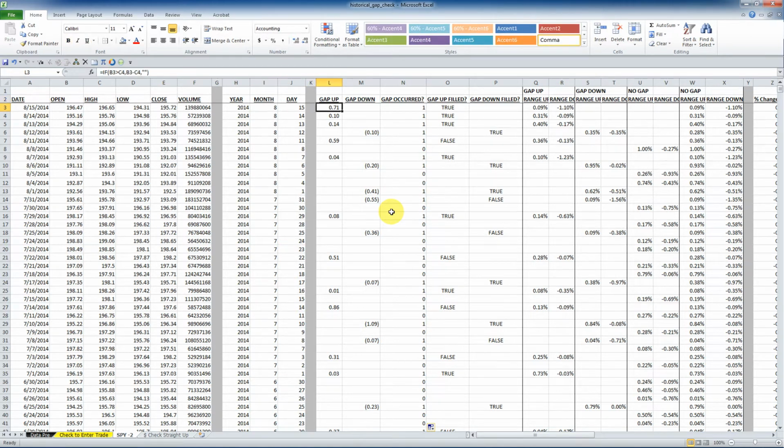Now I'm going through some of the data and seeing if the criteria is met: did a gap occur, and then if a gap up occurred, was it filled, or if a gap down occurred, was it filled? I also discern the range from the open, because that's when the trade is executed. I'm more concerned about the risk that I'm using in this strategy relative to the implied open.